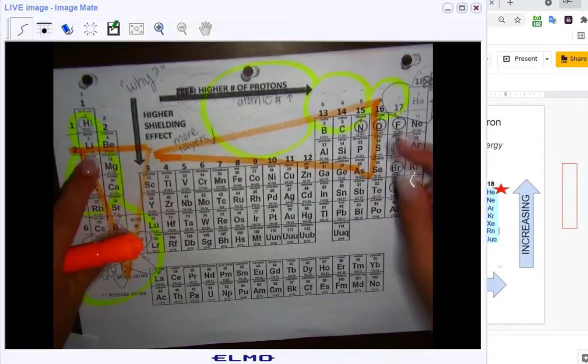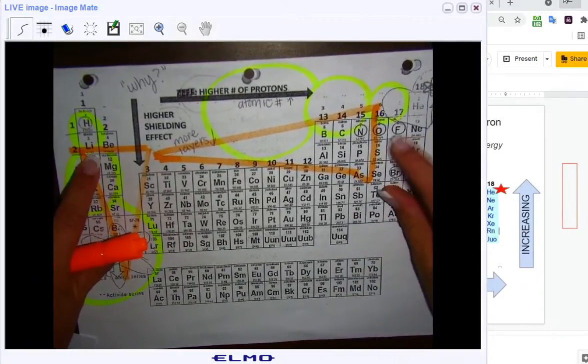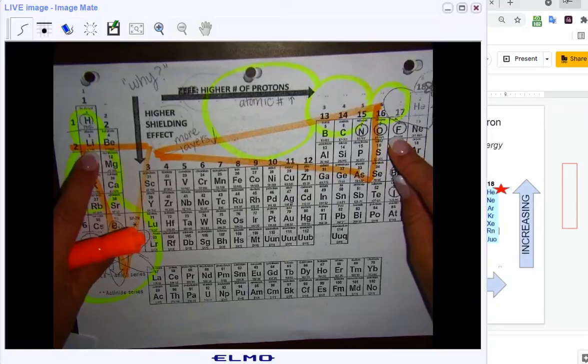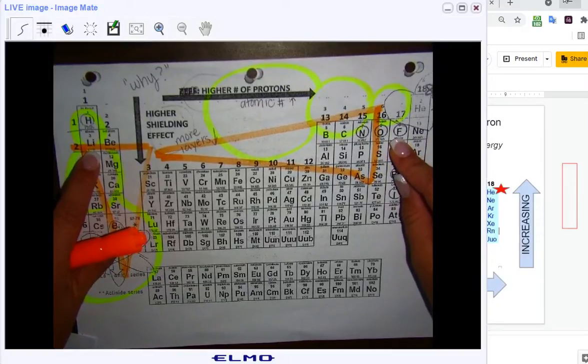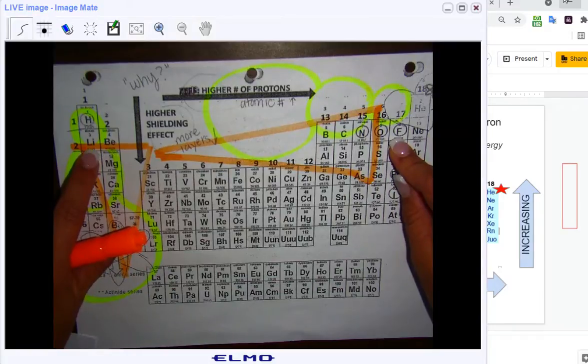Or I should say, why does fluorine have a higher ionization energy than lithium? Because it's harder to remove the electrons. But why? That's what ionization energy is. So why does this one have a higher energy level?